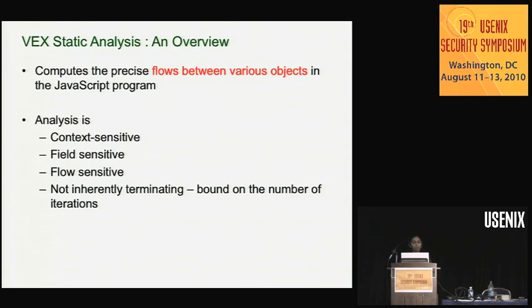As you've seen, since all the different kinds of vulnerabilities can be represented in the form of flows between different objects, VEX static analysis computes the precise flows between various objects in the JavaScript program. Our analysis is context sensitive, field sensitive, and flow sensitive, and it is slightly non-standard in the sense that it is not inherently terminating. We have to bound the number of iterations of the analysis.